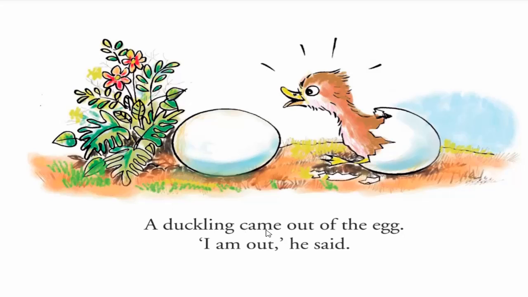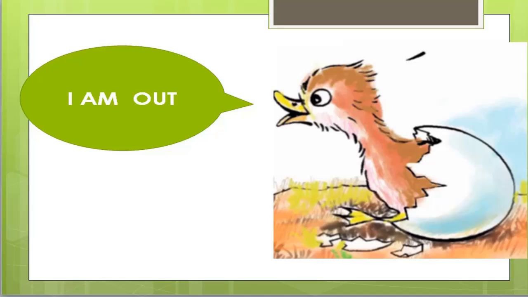A duckling came out of the egg. One duckling. A duckling. Look at his face. Is it happy? What did he say? I am out. I am out. I am out. All of you read: I am out.